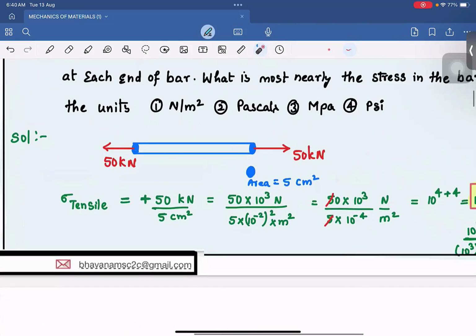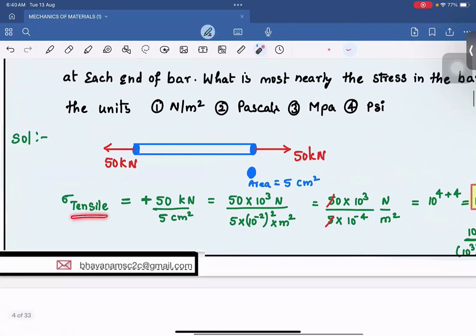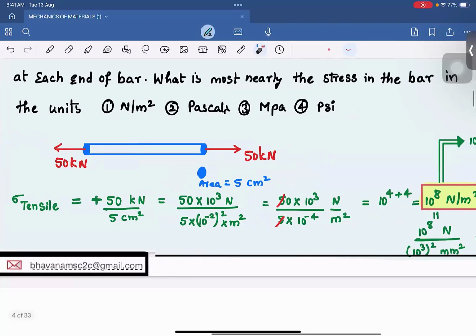Coming to the conventional way of getting the answer, the tensile normal stress is force by area. The external load is 50 kilonewtons, and the area is 5 square centimeter. See the sign notation here: I used plus because tensile stresses should be mentioned with a plus sign. And 1 kilo is 10 power 3. I have noted it here.